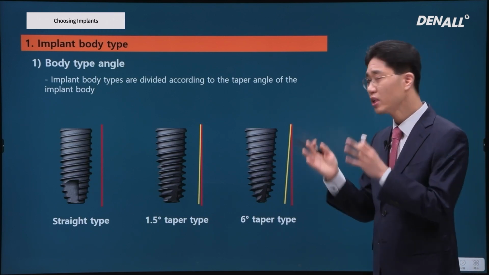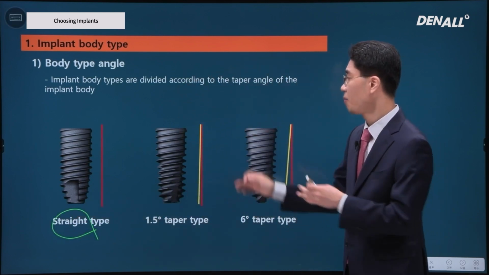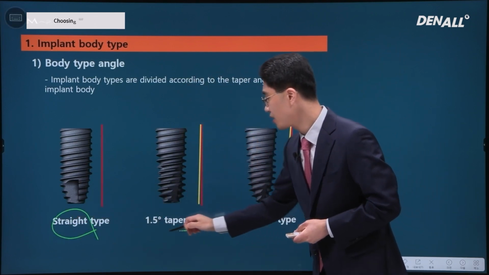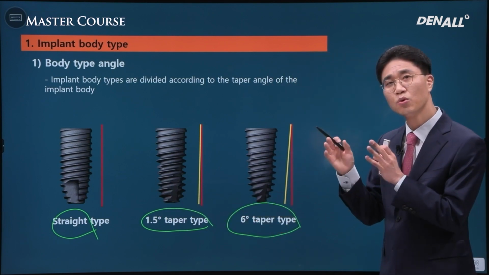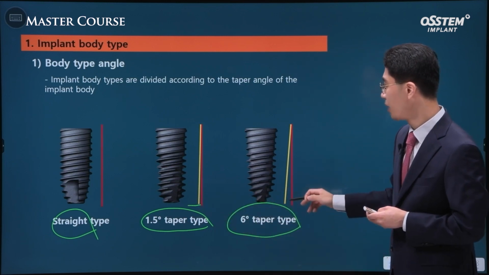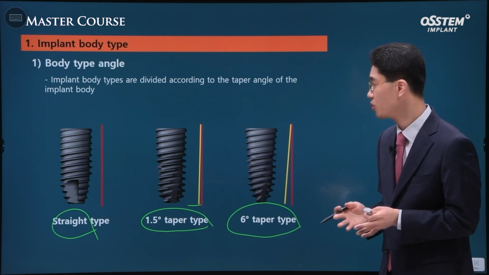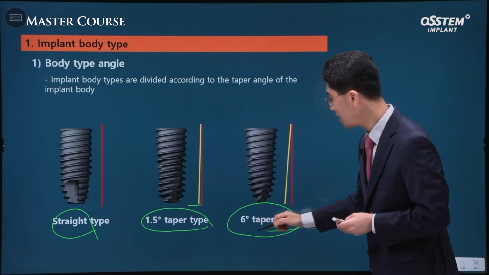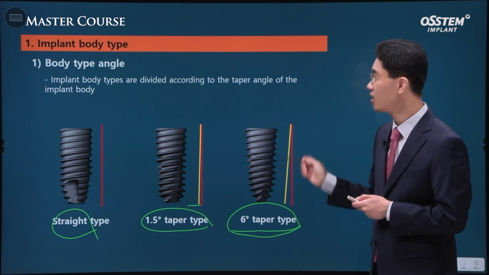Implant body type can be straight, and it could also be tapered. The level of taper can be 1.5 degrees, and on the far right, it shows a 6-degree taper. The level of taper is more severe in this case.